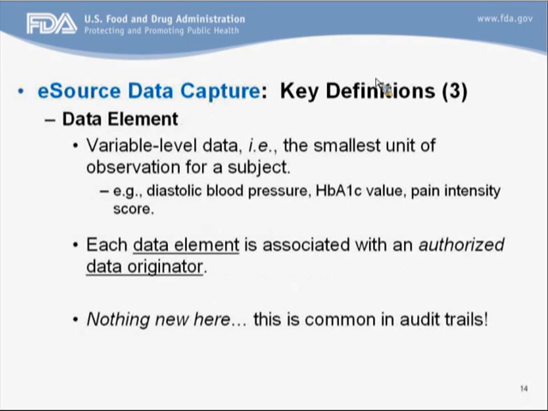Data elements. Well, these are what we all know and love and have been collecting for decades. Variable level data, the smallest unit of observation for a subject: blood pressure, in a diabetes trial perhaps hemoglobin A1C, a pain intensity score, what have you. What's important is that each data element is associated with an authorized data originator. So, as it says, nothing new here. This is common in audit trails today.